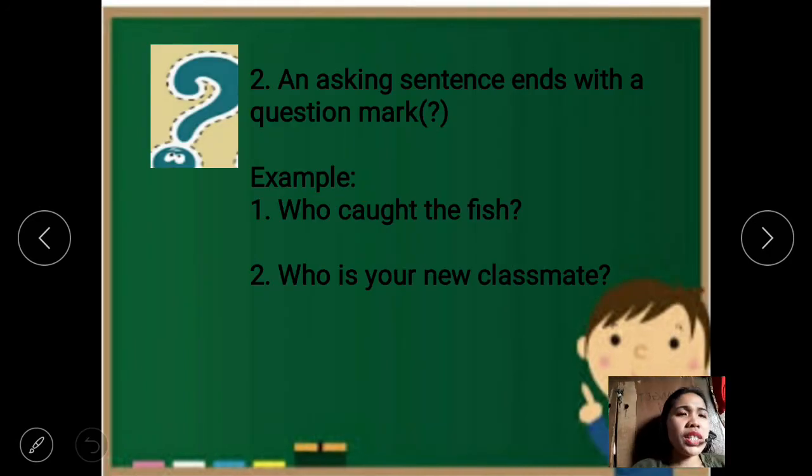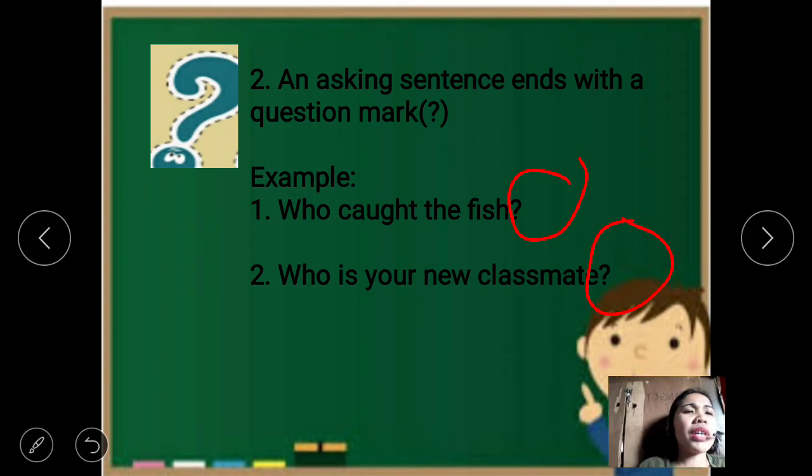Next, of course, the question mark. It is used in asking sentences, if you are asking a question or something. For example, number one, who caught the fish? Okay, nagtatanong ka. That's why it ends with a question mark. Who is your new classmate? Okay? So kapag nagtatanong, ito ay nagtatapos sa question mark or tandang pananong.